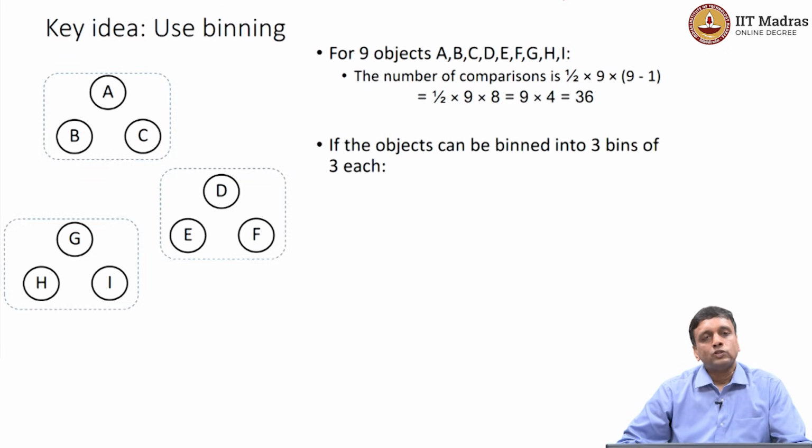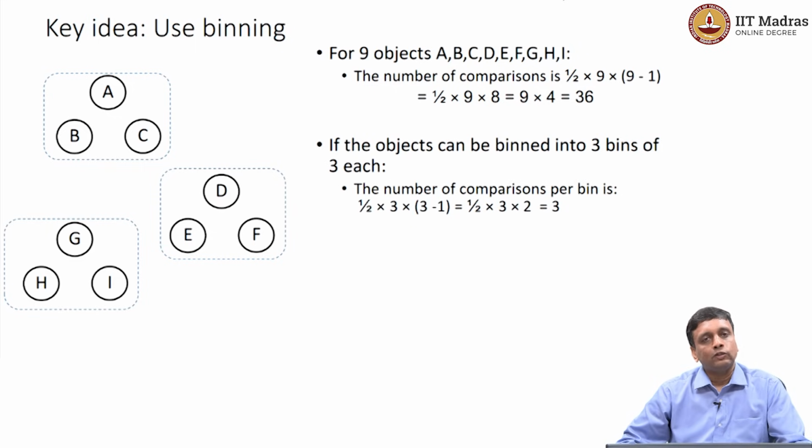Now suppose we realize that actually these 9 objects fit into 3 groups of 3 each, and no comparison is needed across the groups. We don't need to compare A with anything other than B and C. We don't need to compare E with anything other than D and F, and I only has to be compared with G and H. So we do these 3 bins, and now in each bin we have to do comparisons between those elements in the bin.